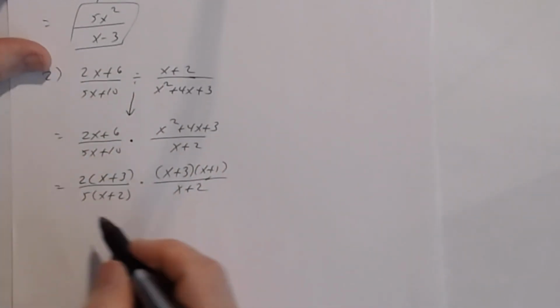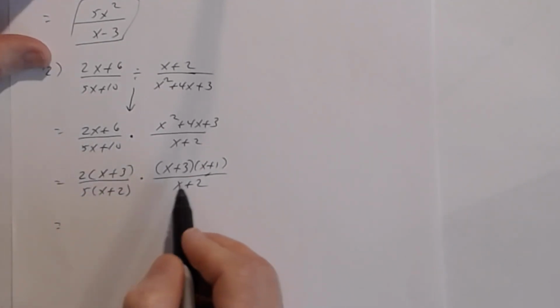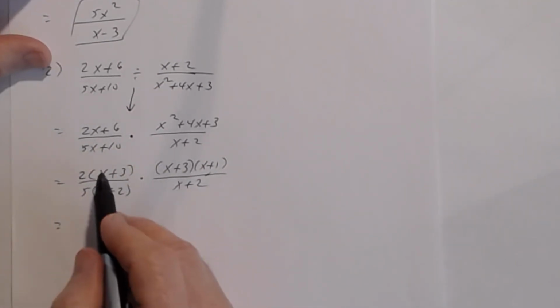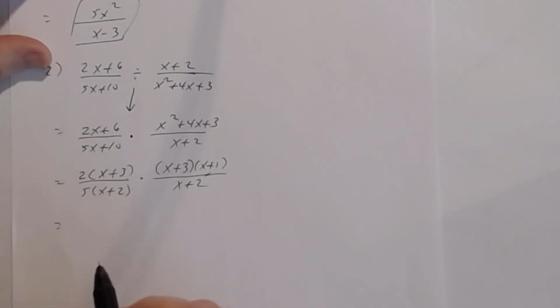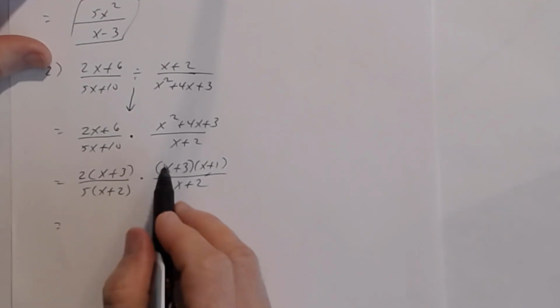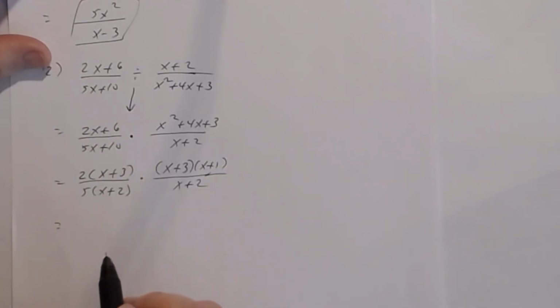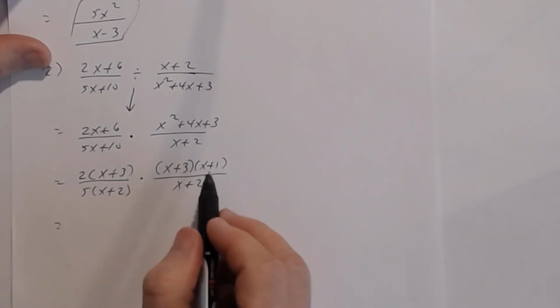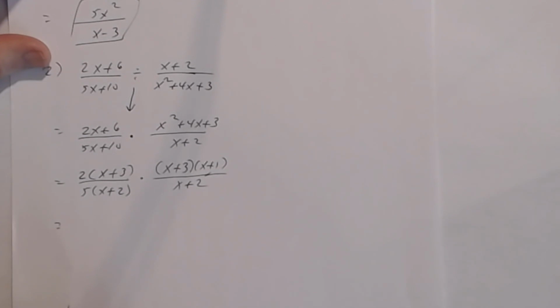And then the next step is to reduce. So my first factor is a 2. A 2 will not go into anything in the denominator. The next factor is x plus 3. There's no factor of x plus 3 in the denominator. The next factor is x plus 3. There's no factor of x plus 3 in the denominator. And then the next factor is x plus 1. There's no x plus 1 in the denominator. All right, so there's nothing to reduce there.